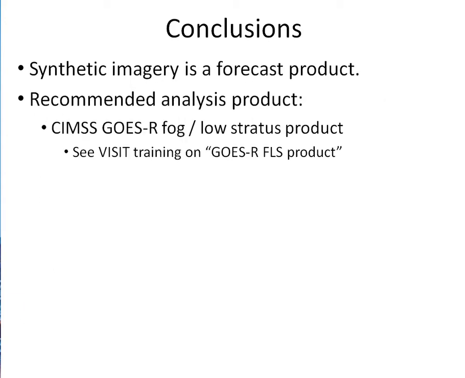An important thing to remember is that the synthetic imagery is a forecast product. So ideally, you would use the synthetic imagery to see where fog might occur in the future, and then use the evolution of an analysis product to see that the forecast is verifying. The recommended analysis product here is the SIMS GOES-R Fog Low Stratus product. You can refer to the VISIT web pages training session on the GOES-R FLS product, as it's referred to, for more information on that particular product and also how to receive that in your AWIPS.